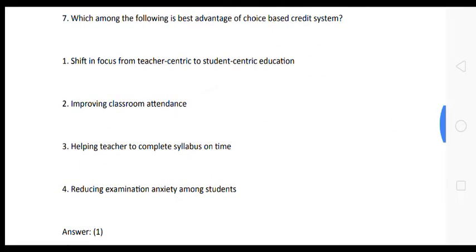The next question is, which among the following is the best advantage of choice-based credit system? Options are shift in focus from teacher-centric to student-centric education, improving classroom attendance, helping teacher to complete syllabus on time, reducing examination anxiety among students. But the correct answer is option 1, shift in focus from teacher-centric to student-centric education.